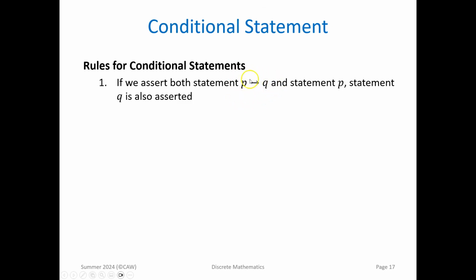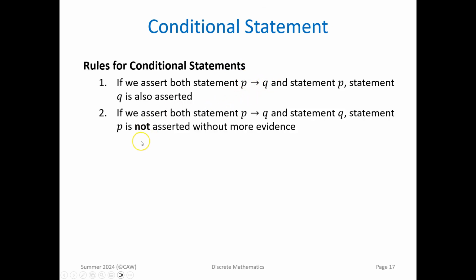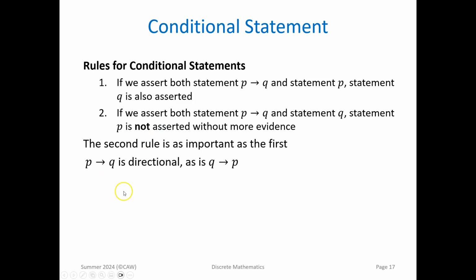You want to have this agreement that if P arrow Q is true and P is true, the arrow indicates that Q must be true. The second rule is somewhat the same. If we assert both the statement P then Q and the statement Q, so now not the statement P but the statement Q, then the statement P is not to be asserted without more evidence. So this is important. In fact, it's at least as important as the first rule.